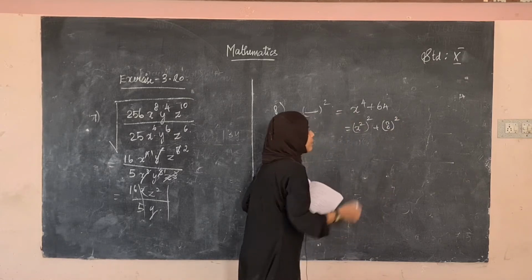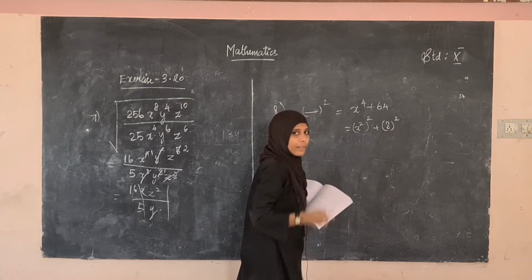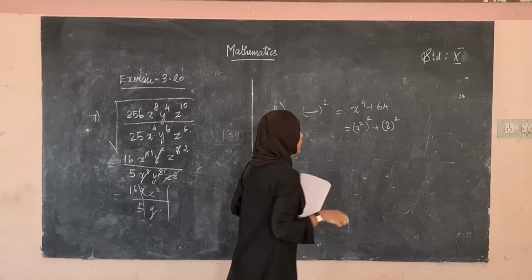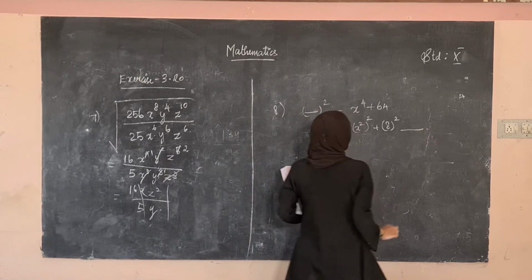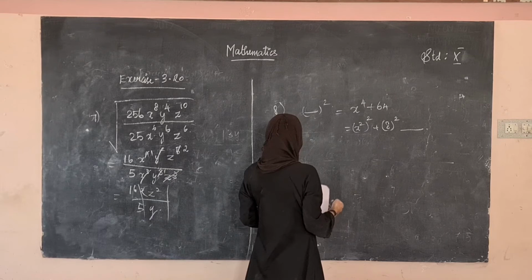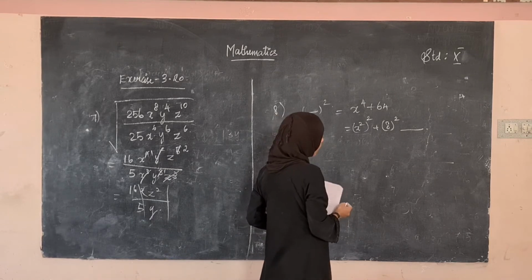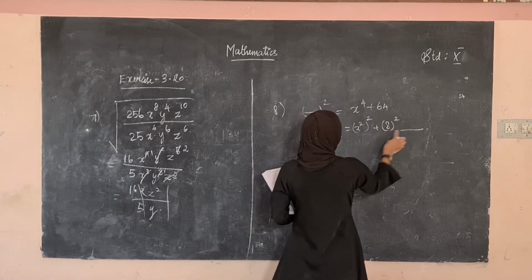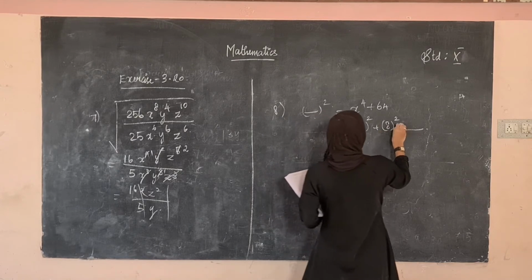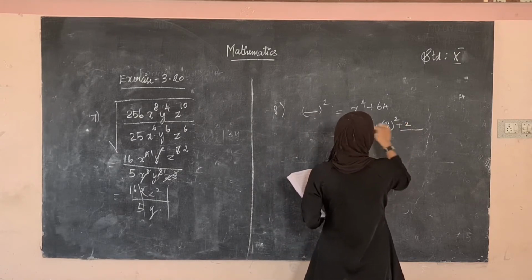See, we have something square plus something square. We have a square plus b square. So what should be added here? To make a square plus b square a perfect square, what should be added? See, this is a and this is b. What should be added is 2 into a into b.